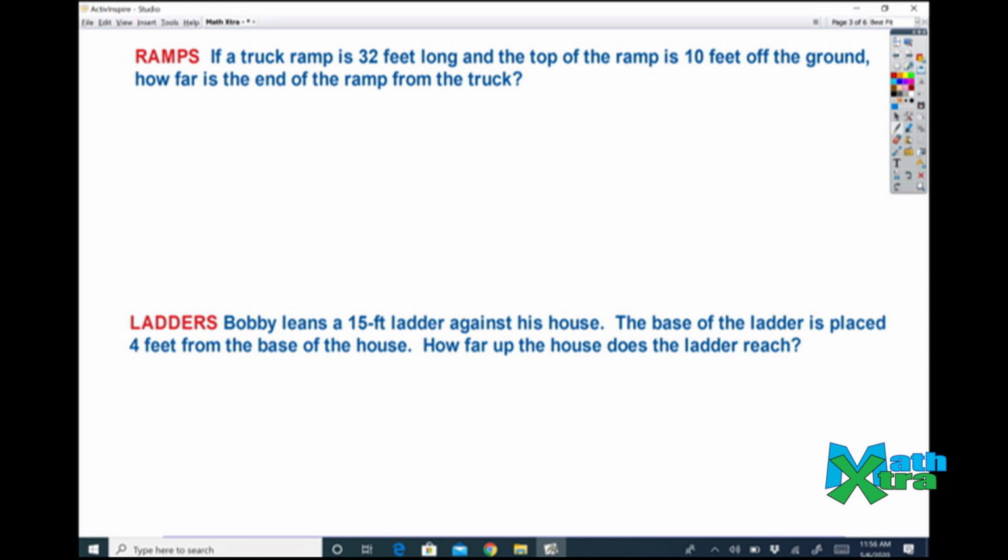And now we know where north, south, east, west, where all those locations are right now, directions. And now we can look at the next problem. Let's take a look at the next problem. Ramps. If a truck ramp is 32 feet long and the top of the ramp is 10 feet off the ground, how far is the end of the ramp from the truck?